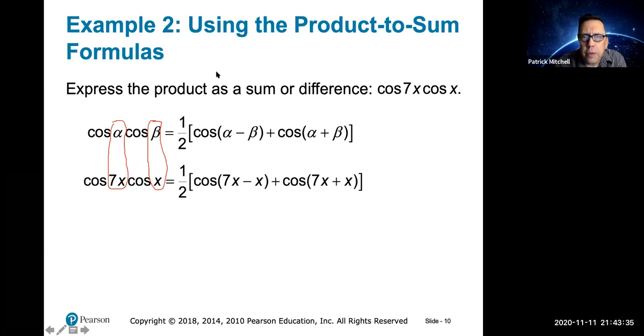And of course, when you combine your like terms, that comes out to 1/2 times the quantity cosine 6x plus cosine 8x. And that's pretty much all there is to using the product to sum formulas.